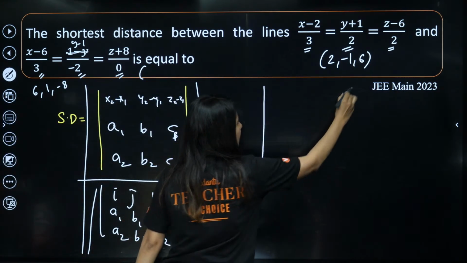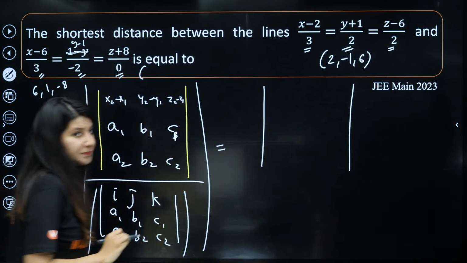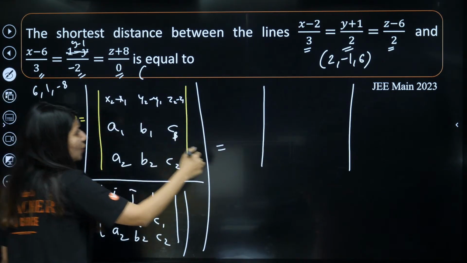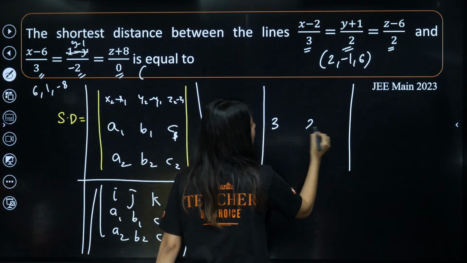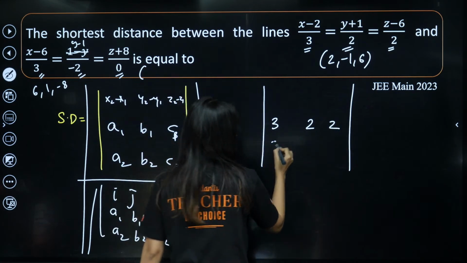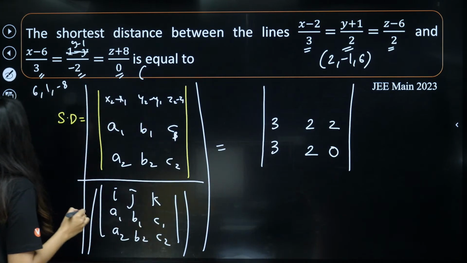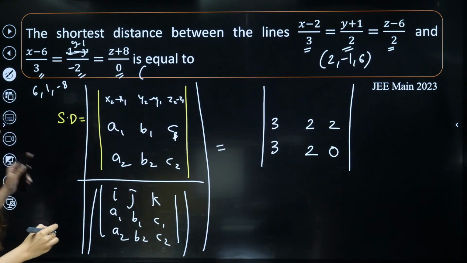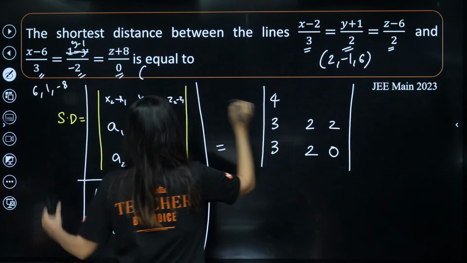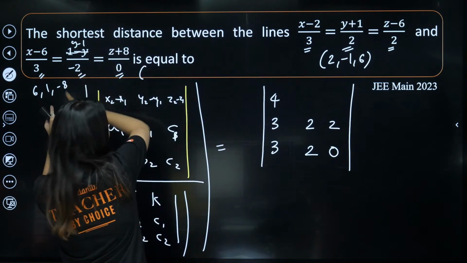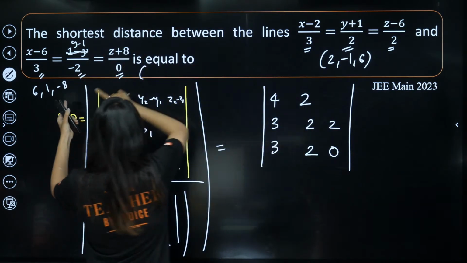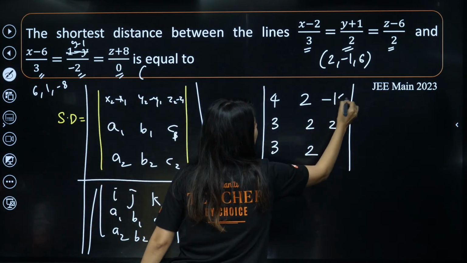So just make a determinant out of it. Right? So your row number 2, let me write it as 3, 2, 2. Row number 3, 3, 2, 0. And alright, 2 minus 1, 6. 6, 1 minus 8. So 6 minus 2 is what? 4. Right? 6 minus 2 is 4. 1 minus, so this is 2. Minus 8 minus 16 is minus 14.